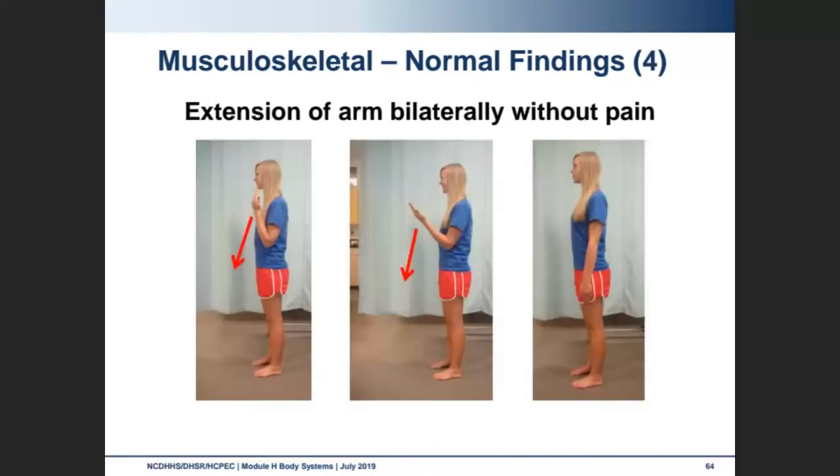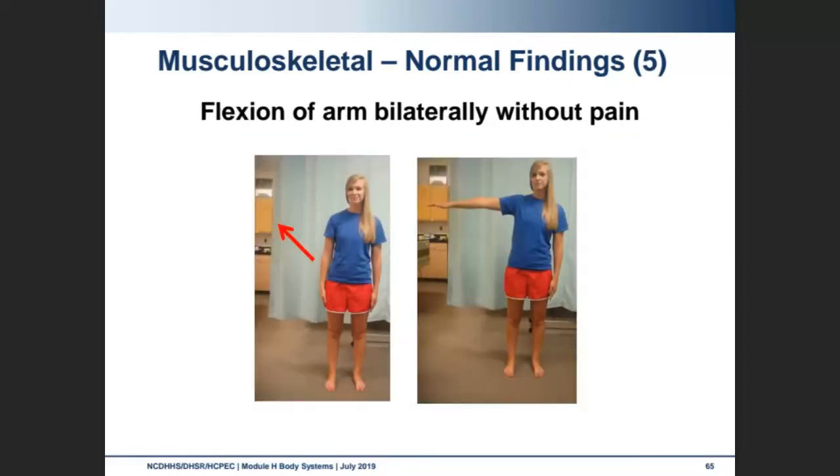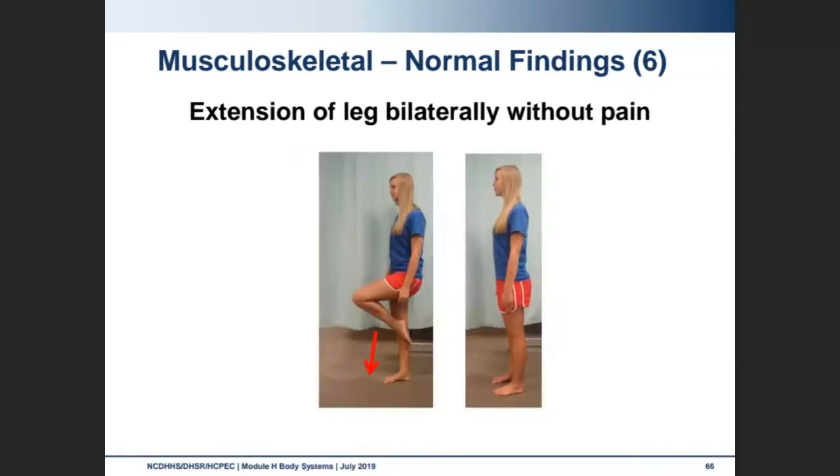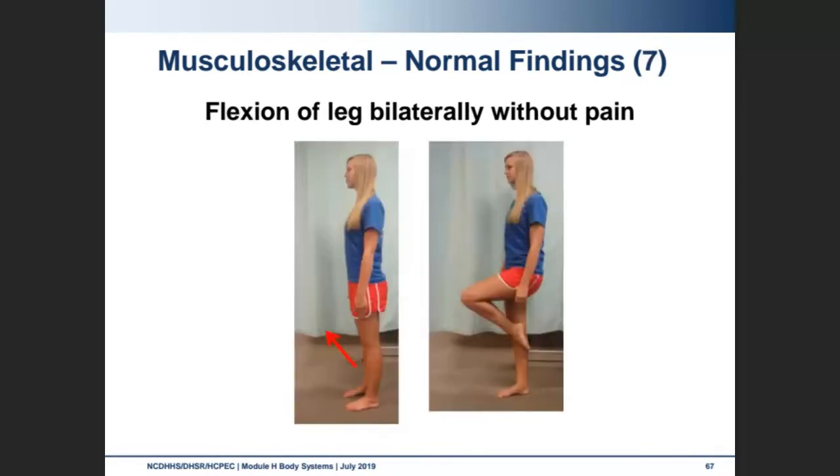There's extension and flexion. Extension is extending away from the body without pain. Flexion, bringing it in close. There's extension of the leg, just like with the arm, extending it down. And flexion, bringing it up towards.